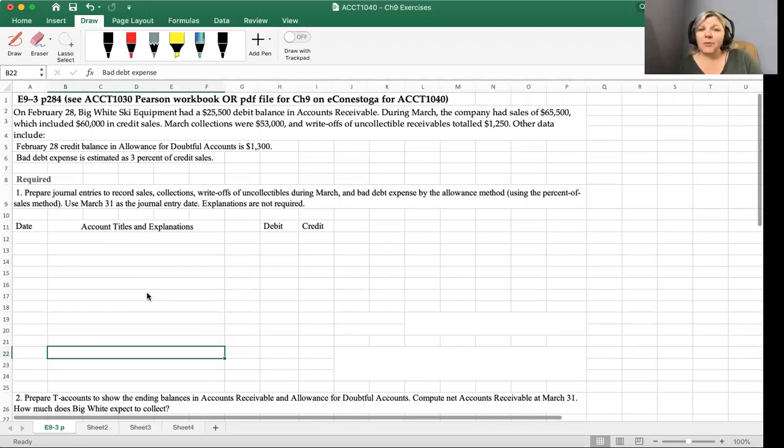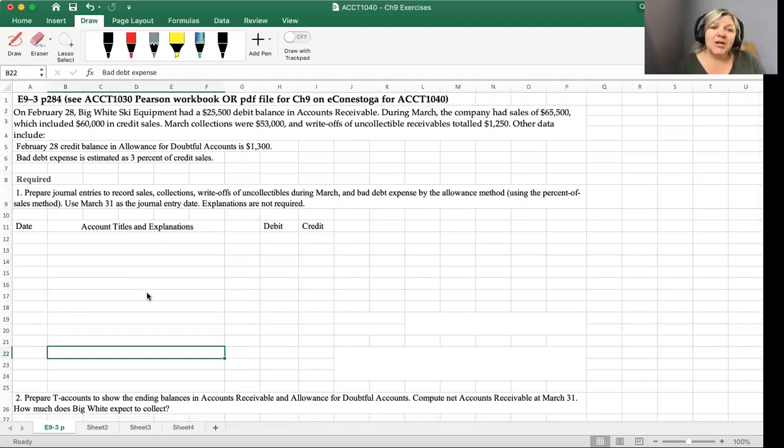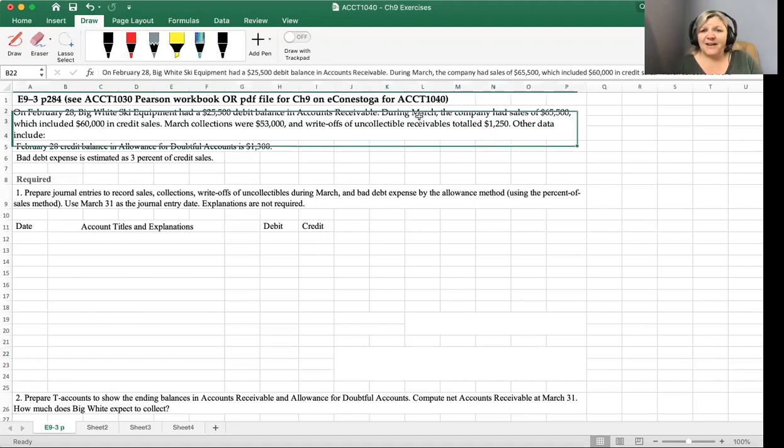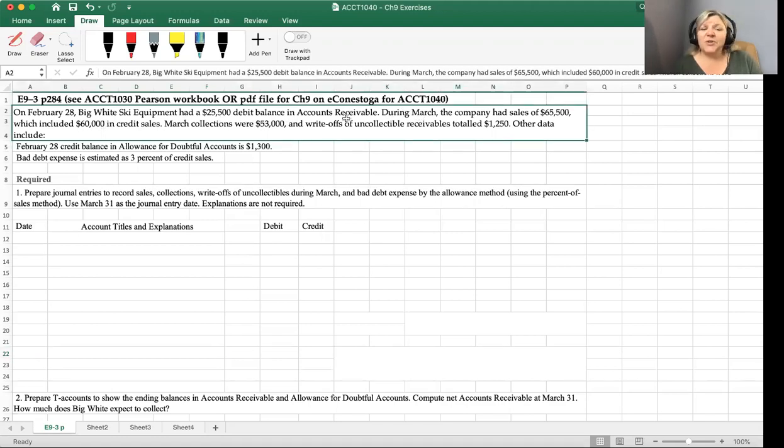Okay, so we're going to start with our journal entries for the month of March. So we'll go back up to the question now and read what information they give us about the transactions that happened during the month of March. Okay, so on February 28th, they had a balance in their accounts receivable. We know we're going to need that for part 2. We don't need it for the journal entries for part 1. During March, the company had sales of $65,000, which included $60,000 in credit sales.